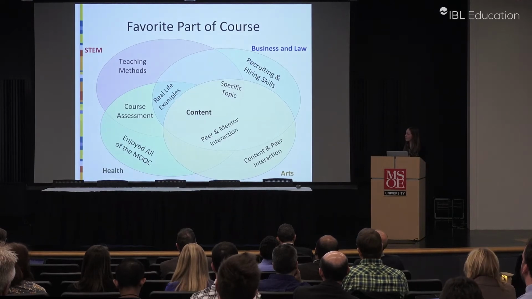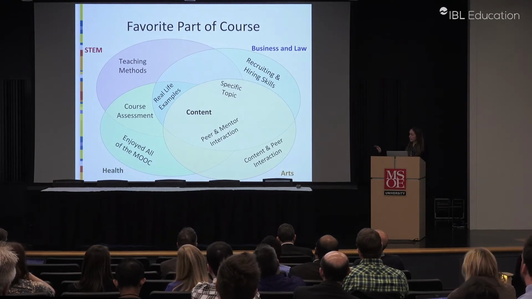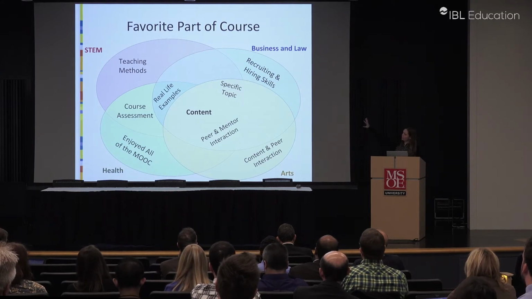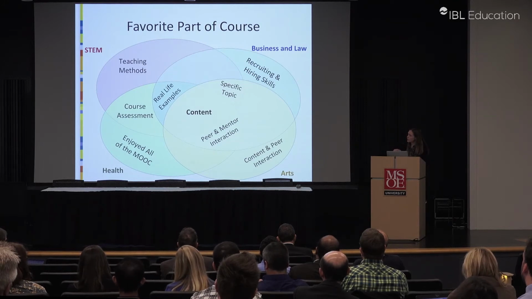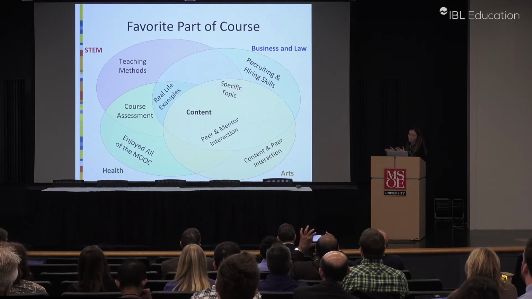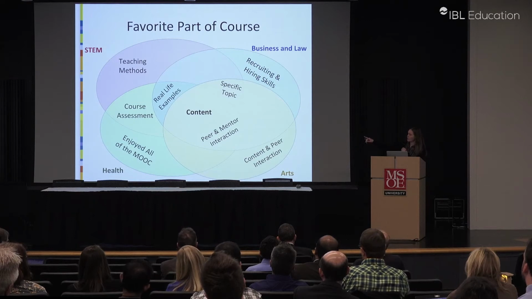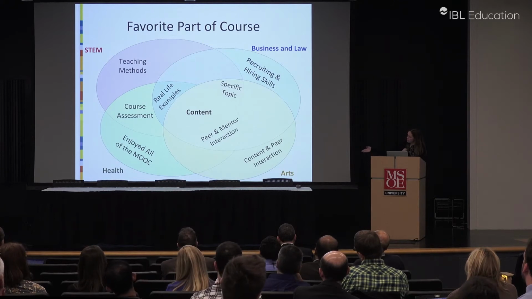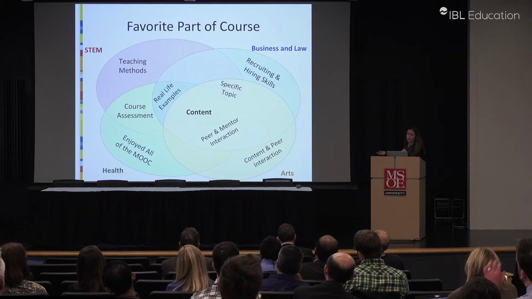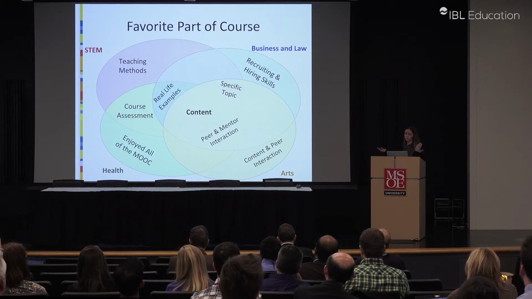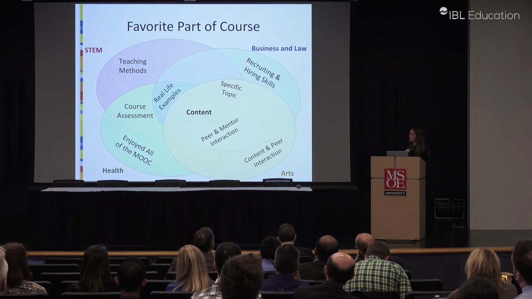So here are our results for the favorite part of the course, and the way we have this visualized is that each bubble is for that topic area, and when they cross over, it's because that topic, that theme, emerged for all of those different areas. It's interesting because the STEM learners said the teaching methods more frequently, but then it did cross over into the other areas like business and law. The thing that was said the most as the favorite part of the course was content, you see that in the middle where all of the bubbles cross over. So the content, peer interaction, and actually some of the learners just said, I enjoyed all of it. Having specific topics, those were.